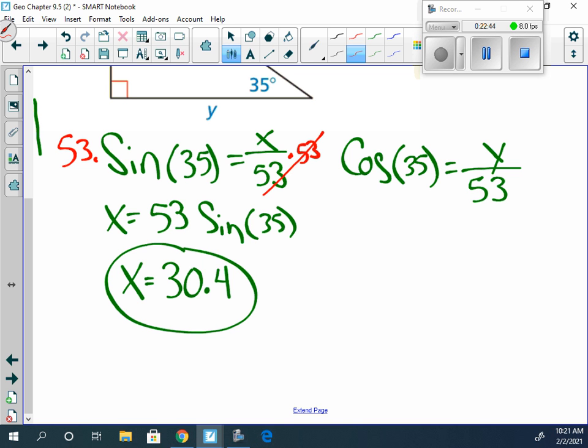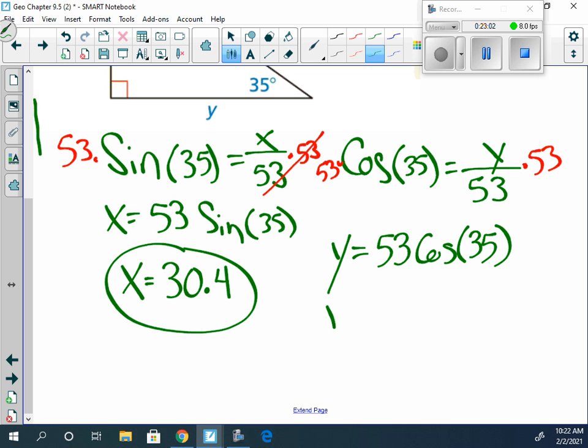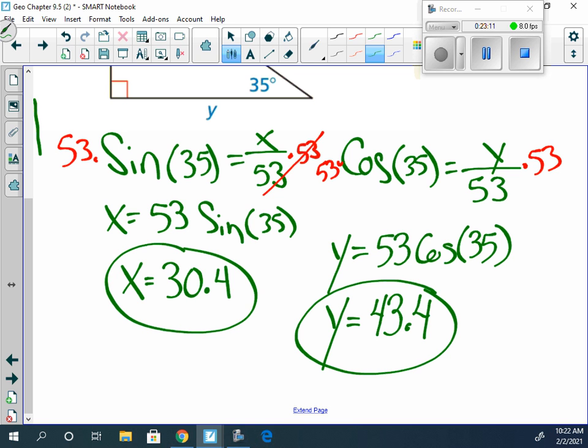So to solve for cosine, well, we're going to do what? We'll end up doing the same thing, yes? We'll multiply both sides by 53, which will tell me y is equal to 53 cosine of 35. We have this here, and we round in the appropriate place.